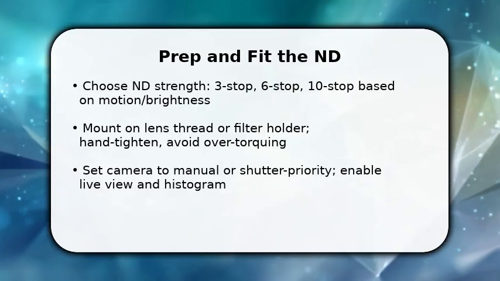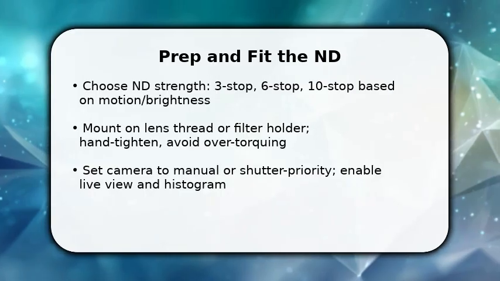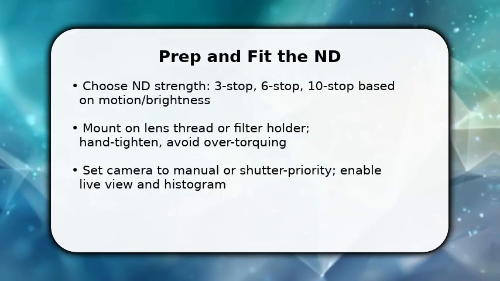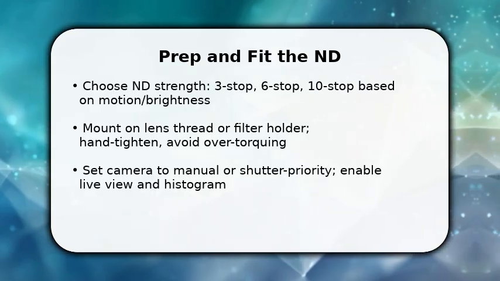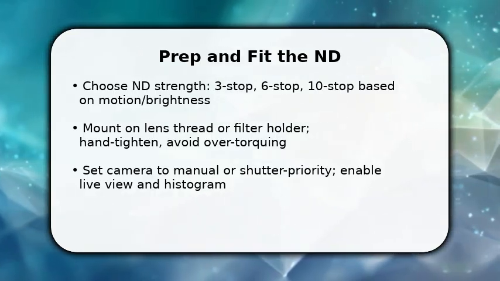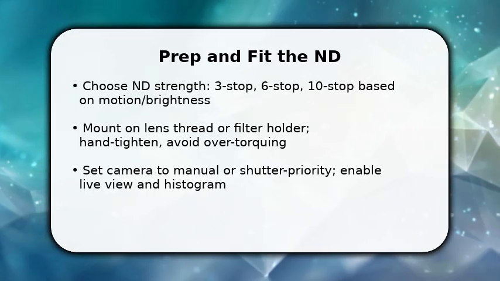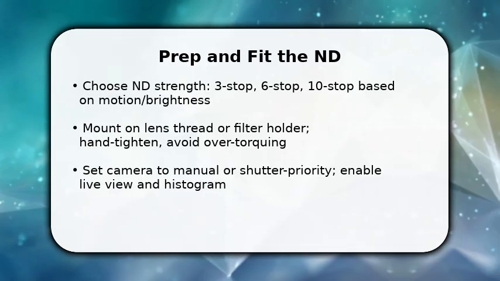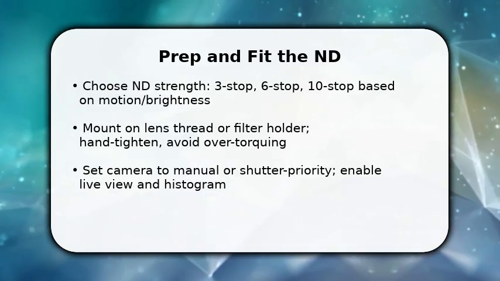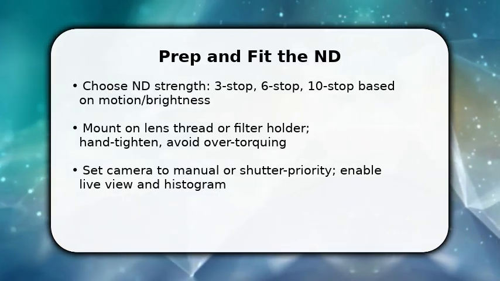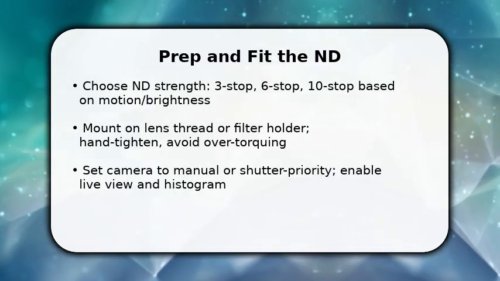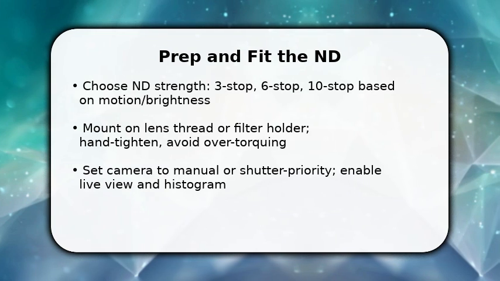You start by selecting the ND strength for the scene. More stops slow shutter length for motion or shallower depth in bright light. Next, attach the K&F ND to the lens or holder and hand tighten. This prevents cross-threading. Once fitted, switch your camera to manual or shutter priority and enable live view plus the histogram so you can see exposure changes in real time. Doing this first saves time and prevents blown highlights after you lengthen the exposure.